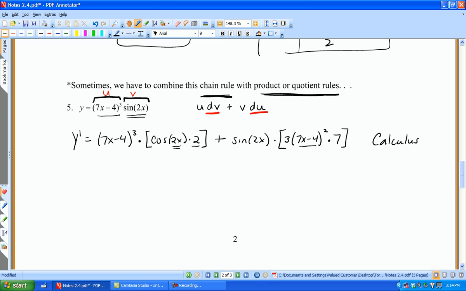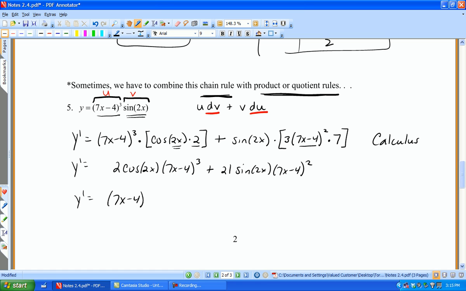But now we have to do some algebra. So if I clean this up a little bit, this first term looks like 2 cosine 2x, (7x minus 4) to the third, plus the next one looks like 21 sine 2x, (7x minus 4) to the second. That's a pretty good answer. But I could also factor out the greatest common factor, which is (7x minus 4) to the second power. That leaves me with a 2 cosine 2x times (7x minus 4) plus a 21 sine 2x. Either of those answers are acceptable.